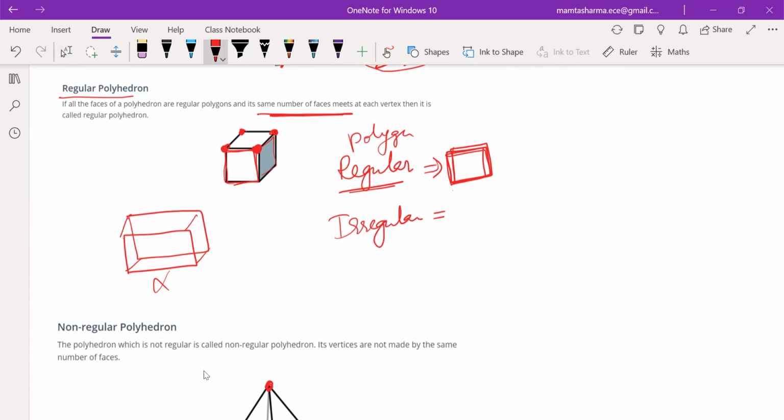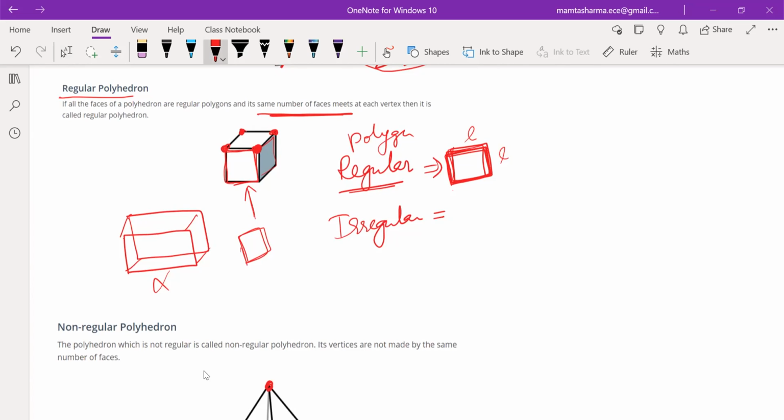In a cube, all sides are equal, because it is made up of squares, and in a square all sides are equal. And the second thing is that at each and every vertex, the same number of faces should meet.